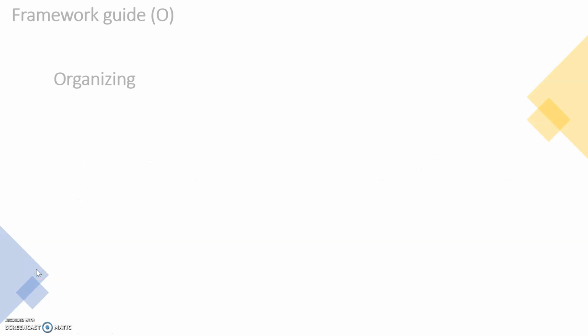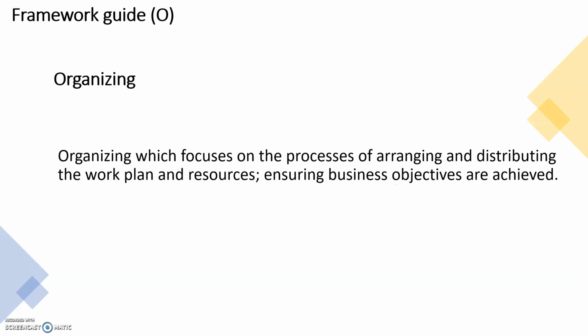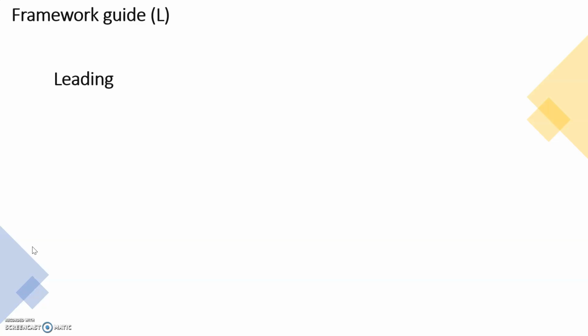So, moving right along to O, which is organizing. Organizing focuses on the processes of arranging and distributing the work plan and resources, ensuring business objectives are achieved. It is said that the organizational structure has a powerful influence over actions of the employees within the organization. The organizational framework consists of three main attractions: organizational design, organizational culture, and social networks. If all are pieced together effectively, there will be efficient performance within the workplace from both employees and managers, eliminating underperformance.